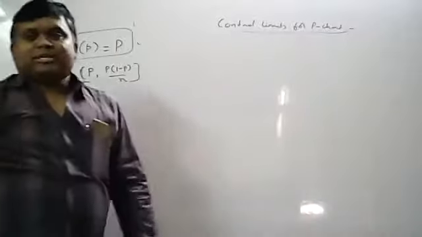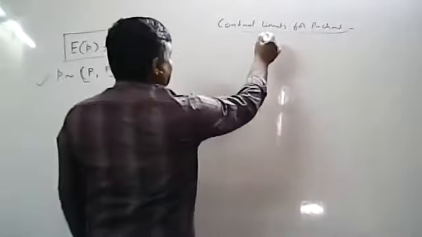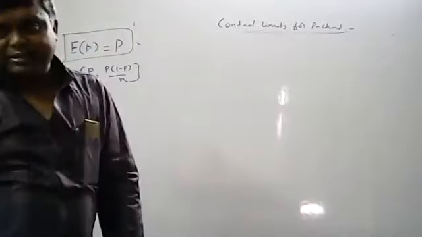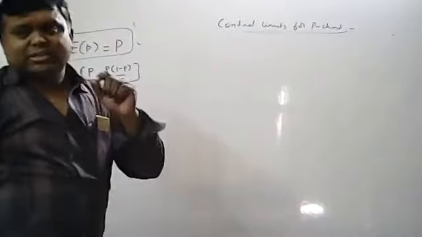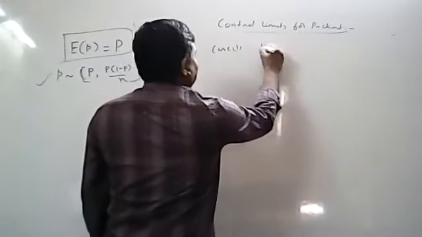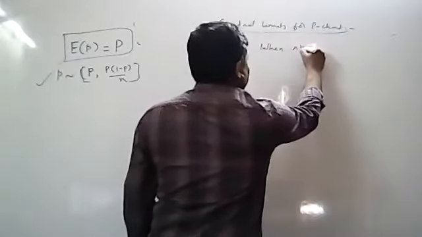Okay. Control limits for the P chart means what? In that, what are the two cases? Case 1, when standards are given. Case 2, when standards are not given. First I will consider case 1, when standards are given.